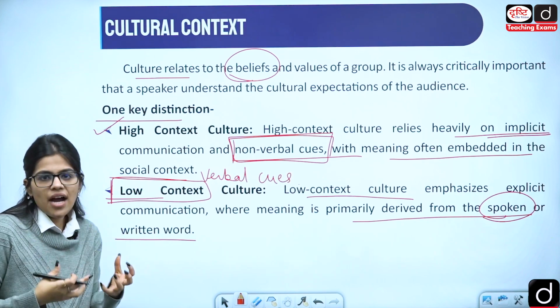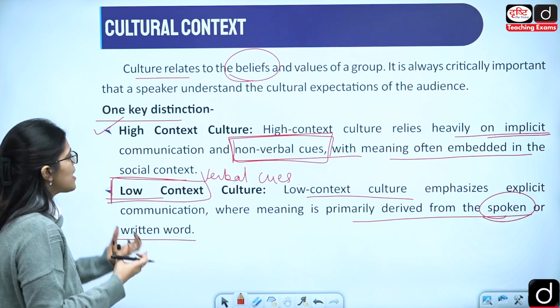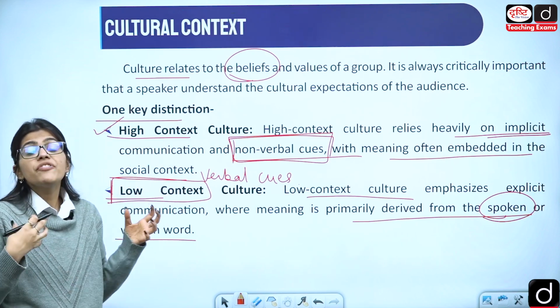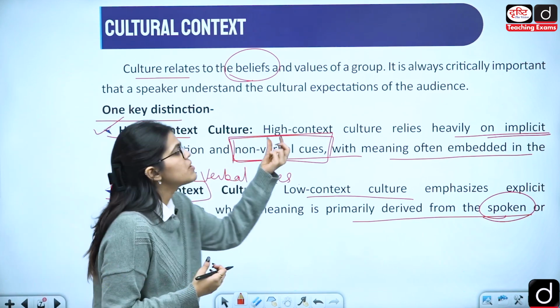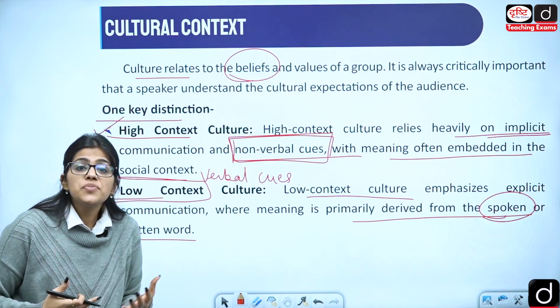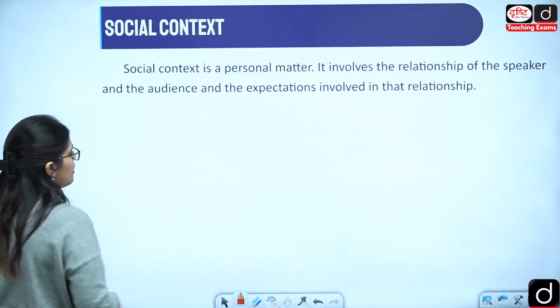So where is India? Is India a high context culture or a low context culture? India is definitely a high context culture, because in our country, in our culture, we pay a lot of focus to the non-verbal cues attached to communication as well. Symbols and cues are also important for us.